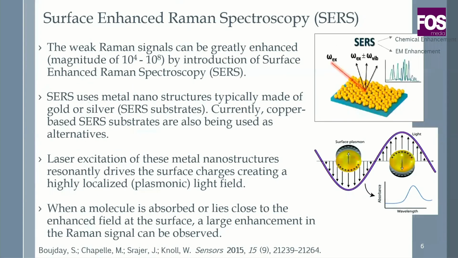To enhance the weak Raman signals and to get more resolved spectra, we can use surface-enhanced Raman spectroscopy, or SERS. The Raman effect is intrinsically weak and not sufficient to detect low concentrations of the analyte. SERS uses metal nanostructures typically made of gold or silver, and currently copper-based SERS substrates are also being used as alternatives.